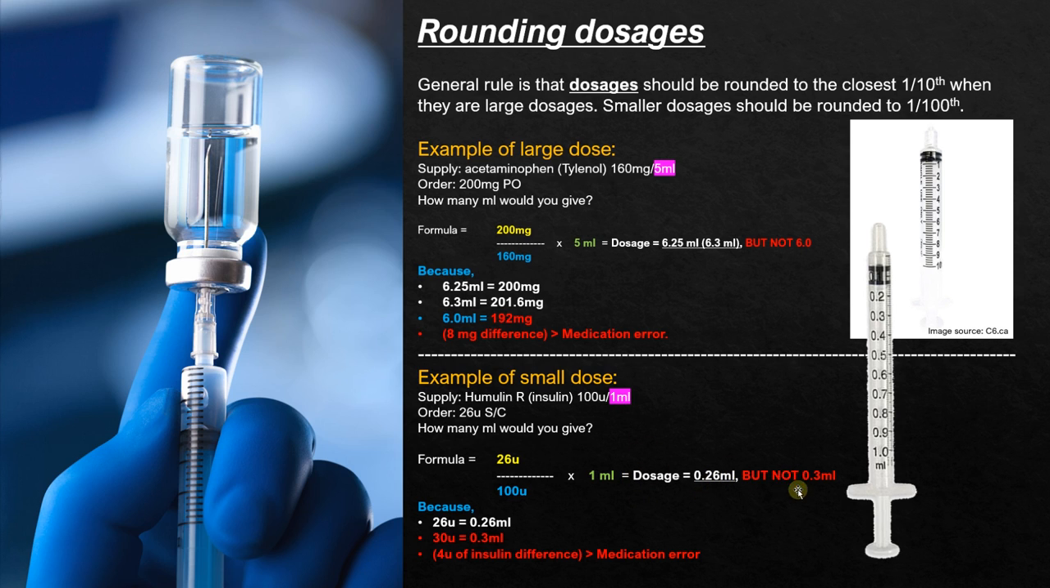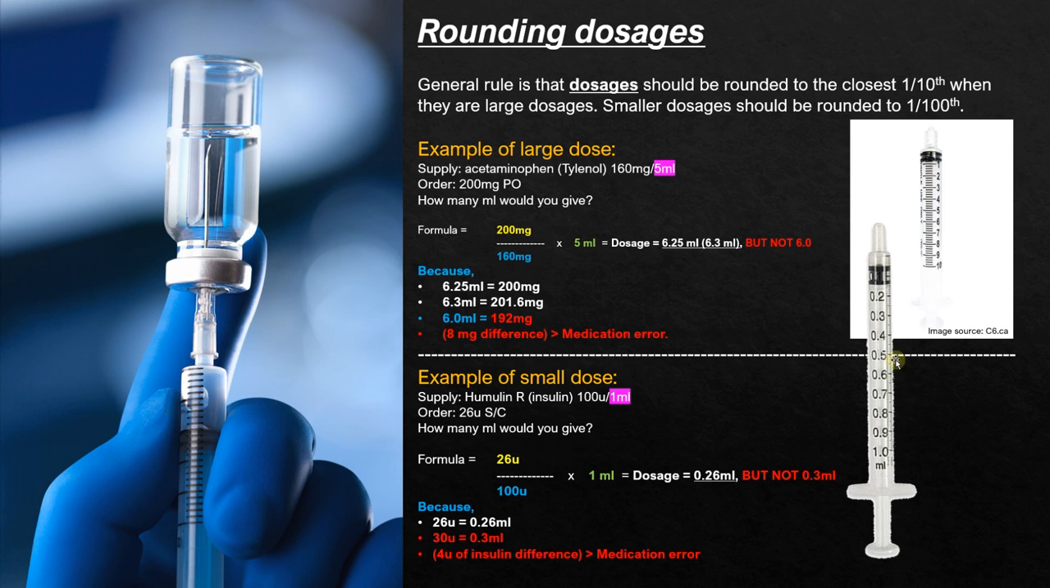But in this case, we're not going to round up to 0.3 milliliters. Now, the reason being is because 26 units equals 0.26 milliliters. If we round this up to 0.3 milliliters here, it actually will increase the dosage of insulin to 30 units. And the 4 units of insulin is a huge difference for some patients because it is a high-risk medication, and that would be a big medication error. Now, in this example, we are keeping it in the 100th as 0.26 milliliters.